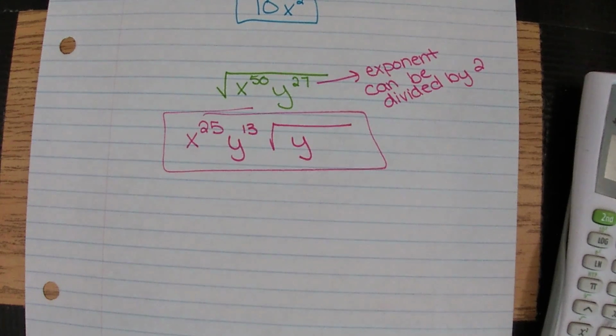Okay, so if you'd like to use that option of dividing by 2 instead of writing it down 50 times and circling the pairs, you can always go that route to save you a little bit of time.